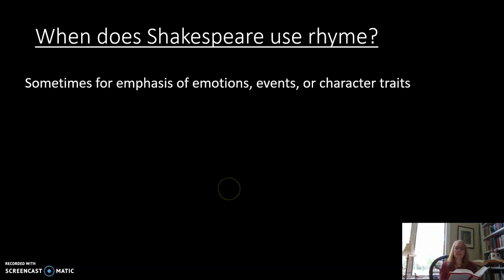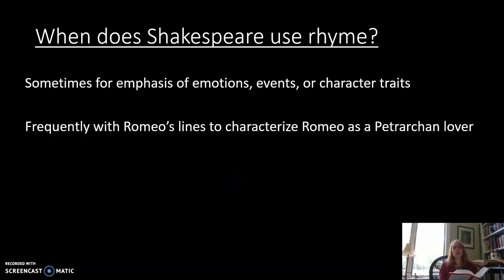Also in certain events, to sort of highlight the moment, there's a lot of rhyming, or to point out character traits. For example, Romeo frequently rhymes. He is characterized as a lover, not a fighter. He is in fact a Petrarchan lover. He has his head in the clouds, and he is in love with the unattainable woman and pines away for her. That happens both with his love for Rosaline and later for his love with Juliet, which then of course becomes love up close.